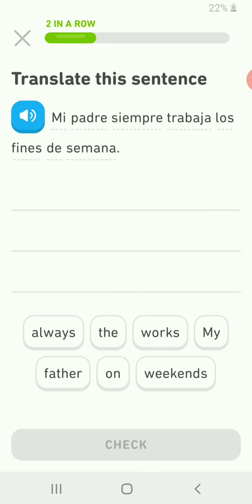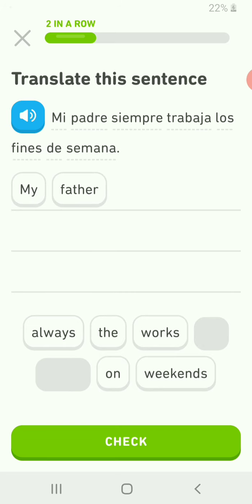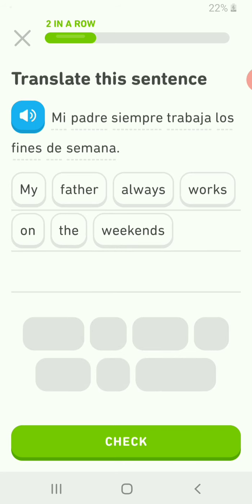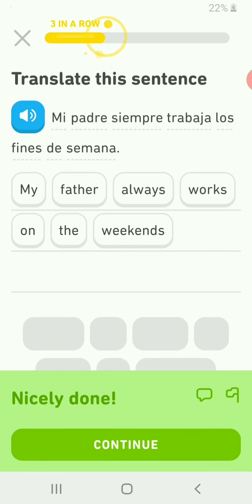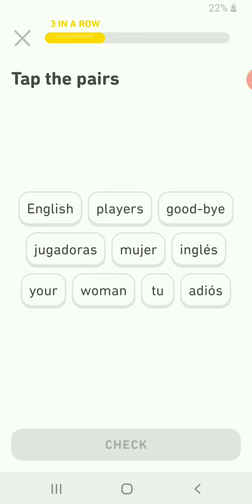So the B is pronounced as a V. Like I said, sometimes you have to pay attention to this because probably it is followed by a vowel. Los fines de semana. So my father always works on the weekends. Los fines de semana. Fines or fin? I think it's fines, yeah.